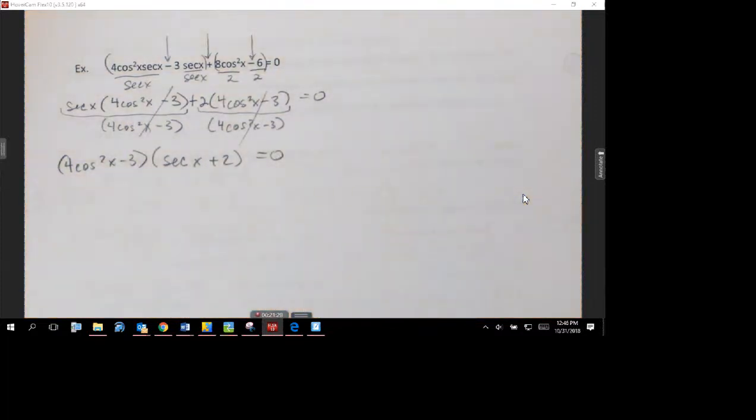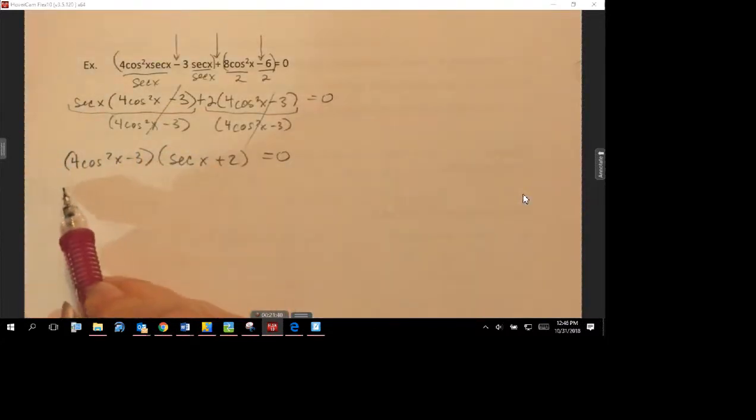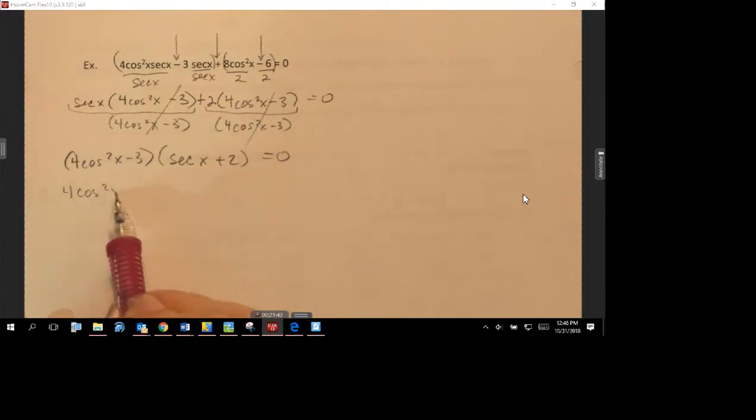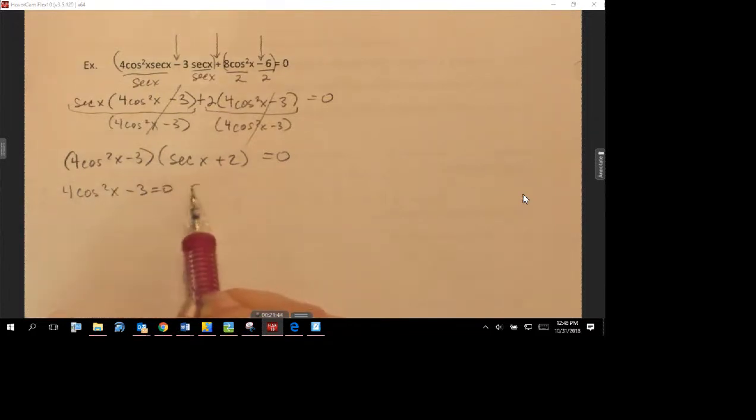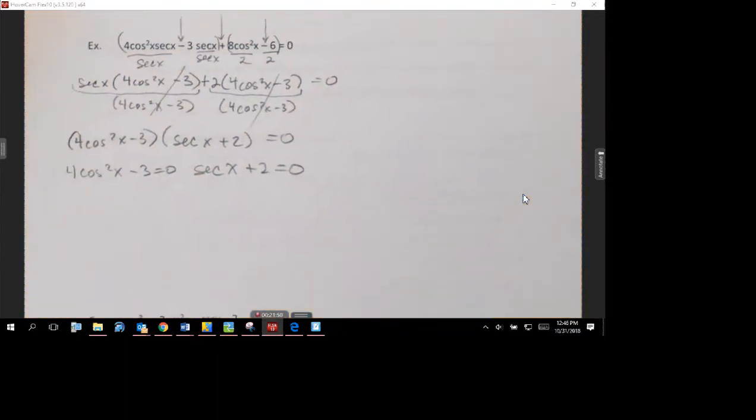Once I factor that out, what is in between my two parentheses is multiplication, so it's factored. And once it's factored, what do we do to each factor? Now we're going to solve each factor.